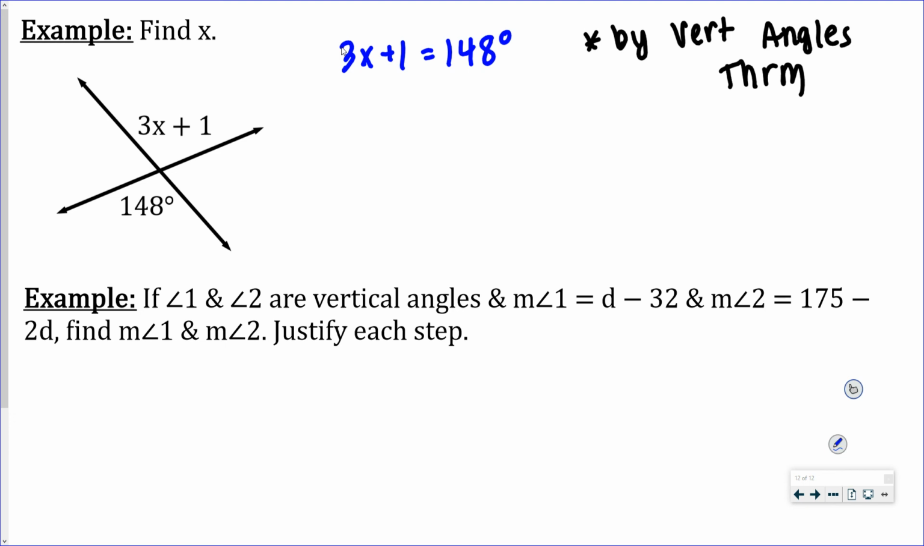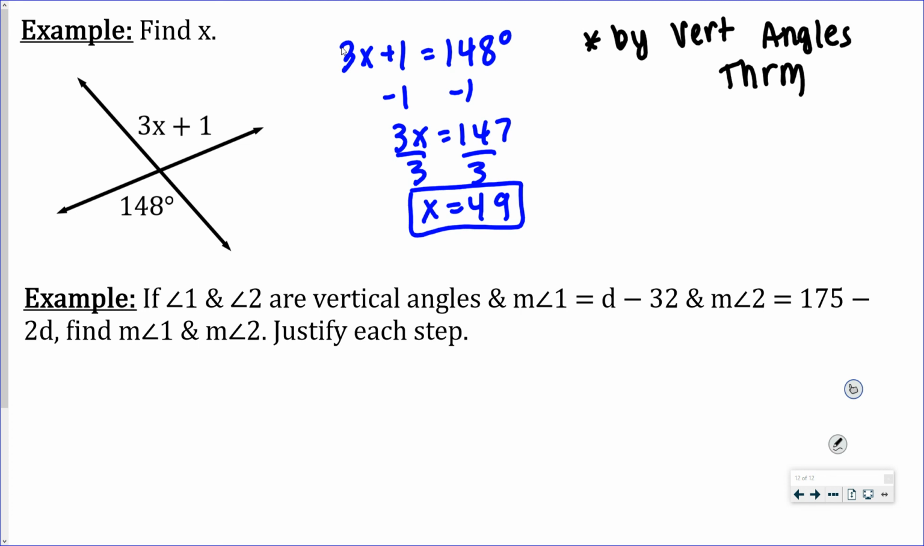All right, they just want me to find x. No problemo. 49. Those are pretty simple vertical angle ones. I give you a little more challenging ones on the homework because I don't want to bore you. I'm already putting Siler to sleep, so gotta keep it interesting.